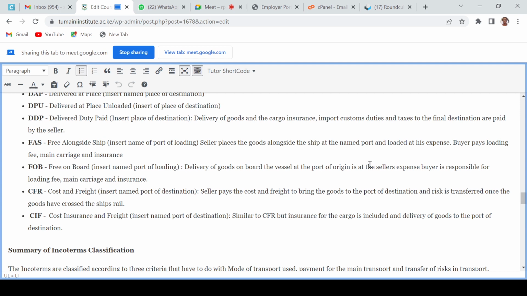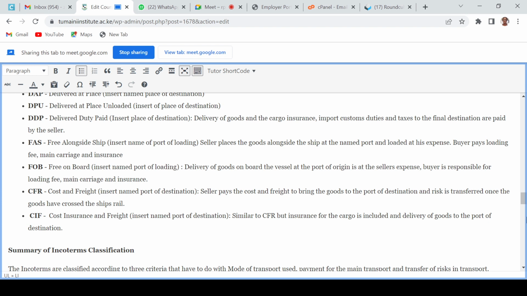Then we have FOB, free on board also. So delivery of goods on board the vessel at the port of origin is at the seller's expense. Buyer is responsible for loading fee, main carriage and insurance. So hapo nayo unapata buyer pia hana hiyo mzigo tena, free on board. Delivery of goods on board the vessel at the port of origin like Mombasa is at the seller's expense. Buyer is responsible for what? For loading fee, main carriage and insurance. So free on board.